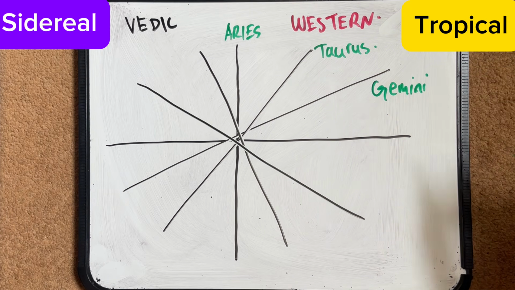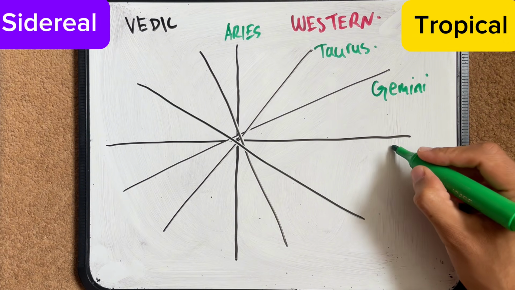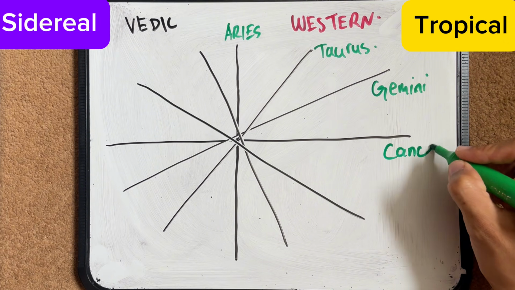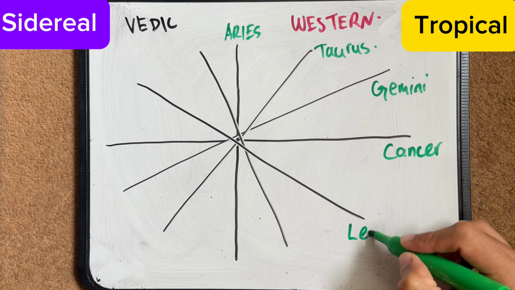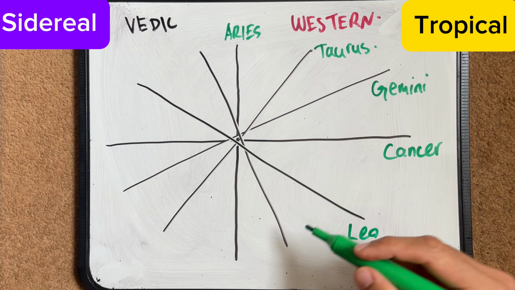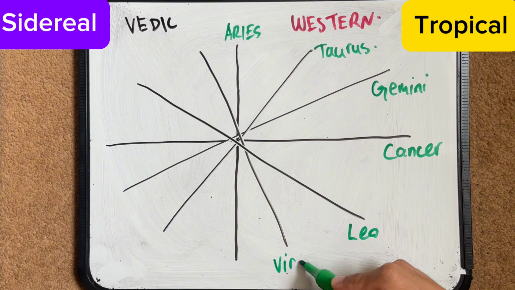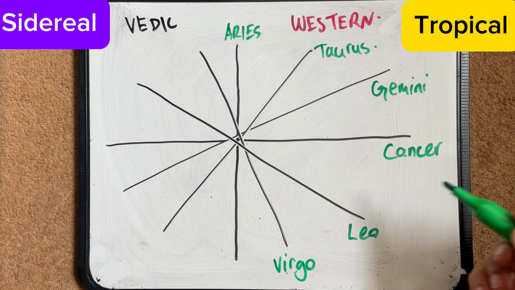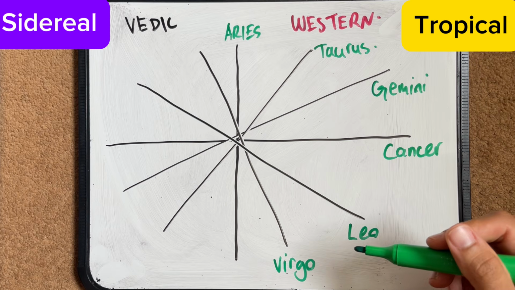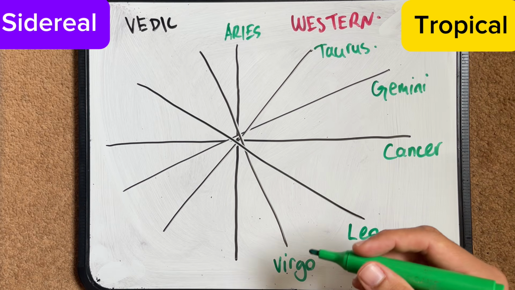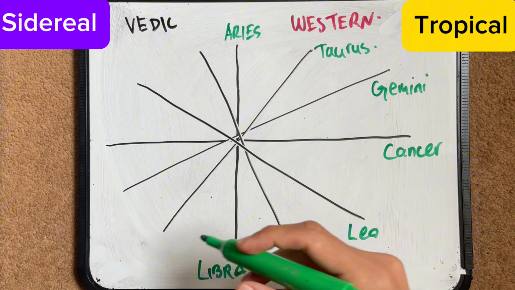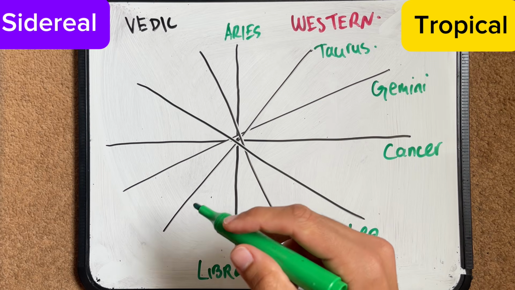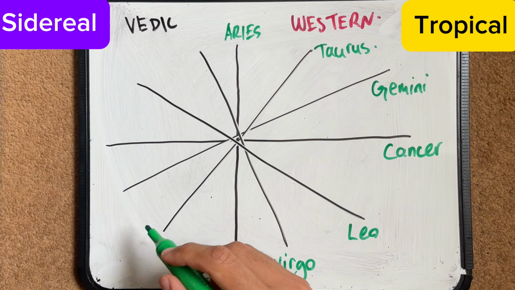Most Western astrology uses the tropical zodiac. Most Vedic astrology uses the sidereal zodiac. So when people say Western astrology and they look at Vedic astrology, what they're usually talking about is tropical astrology versus sidereal astrology. That is the main difference. Both systems are looking at the same sky.